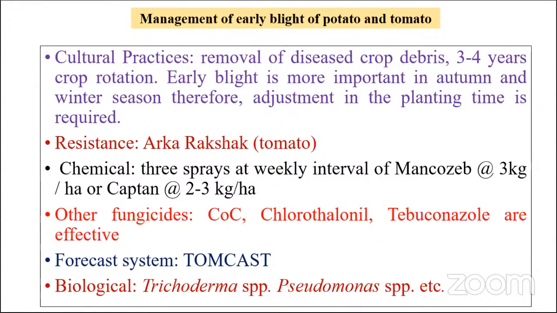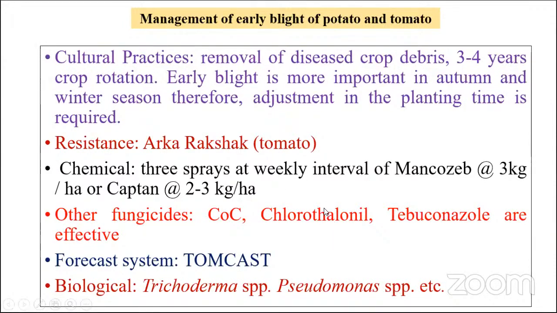As for resistant varieties, Anthracnose is a resistant variety of tomato. It is a recently developed variety from IIHR Bangalore, which, in addition to early blight, has resistance against the virus, tomato leaf curl virus, as well as tomato wilt. So this is the triple resistant variety of tomato.